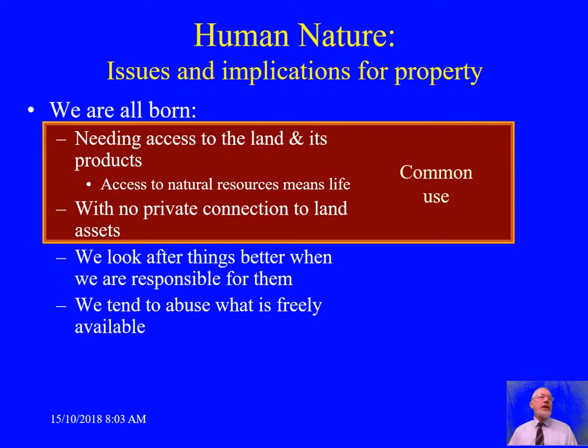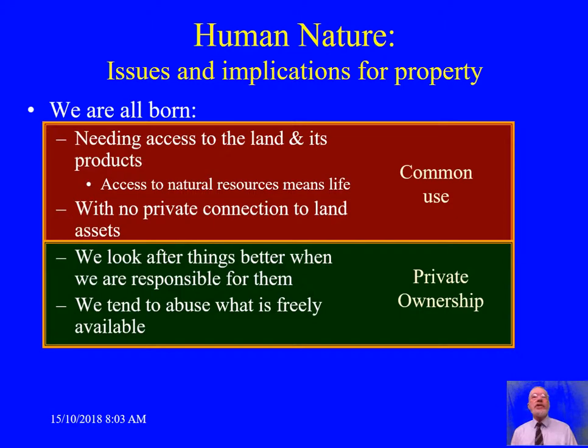We can classify these two sets of aspects of our relationship with property into the first two, suggesting the necessity for some form of common ownership. Because we don't have a natural connection to any particular land asset, but we do have the need for it for our survival, for our human flourishing. However, the second two points suggest the merits, the necessity in fact, of private ownership.